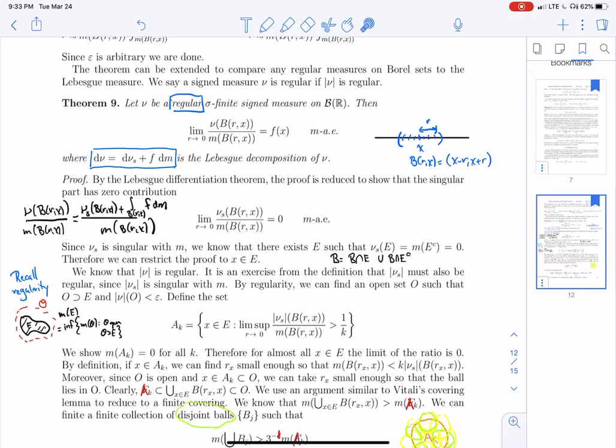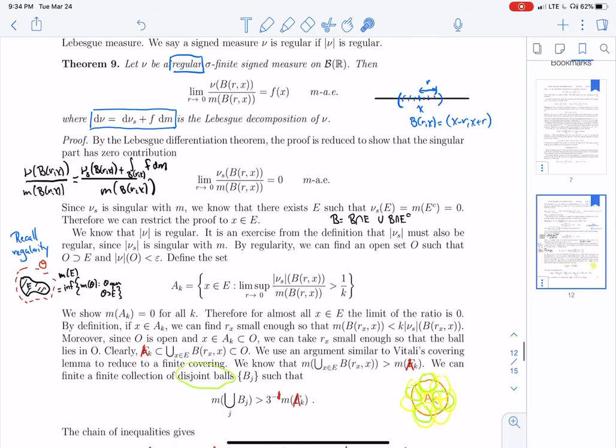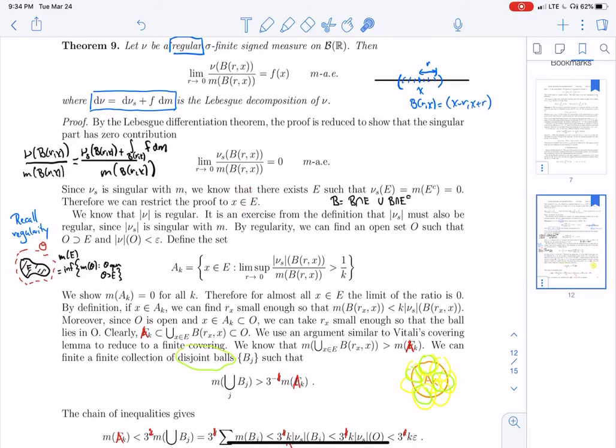Now here's another reduction. Since nu s is singular, mutually singular with respect to m, we know that there's a decomposition in E and E complement such that m of E complement has measure 0 and nu s of E has measure 0 as well. So we can actually restrict the proof to x that belongs to E. And why is that? That's not clear if you don't think about it. It's because that's m almost everywhere. So I don't care about E complement because it has measure 0. This statement on E complement has no content. So we can restrict to x in E.